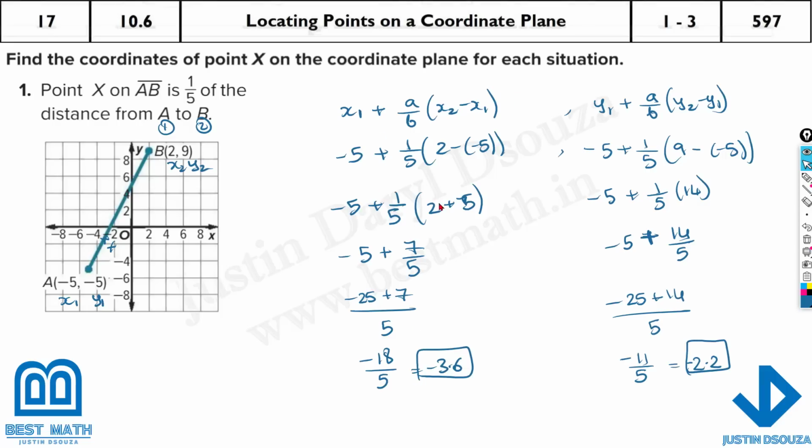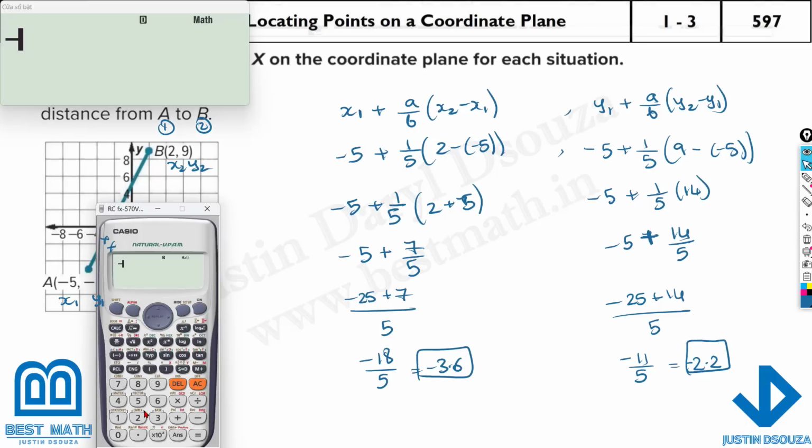Now from this step itself, you can solve it on a calculator, which I'll show you now. All you have to do is minus 5 plus 1/5, as it is over there. Just use the proper notations. That's bracket 2 minus, open the bracket, minus 5, close the bracket twice. The answer is negative 18 by 5, or minus 3.6. So that's how we do it.